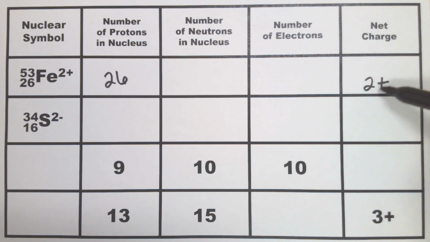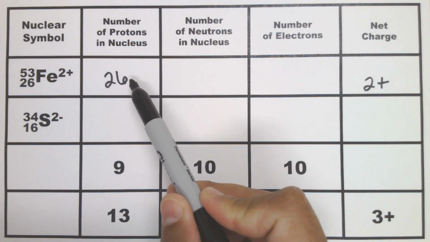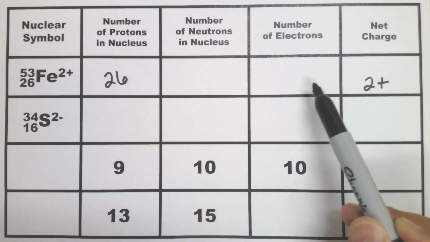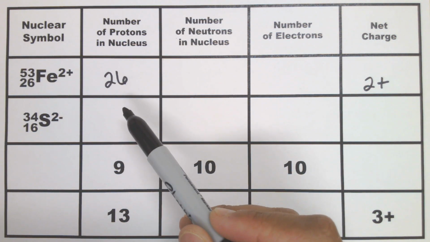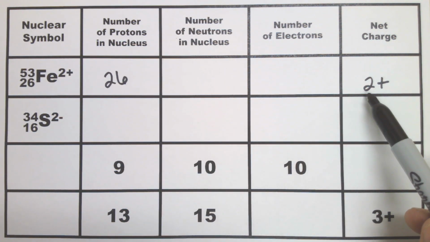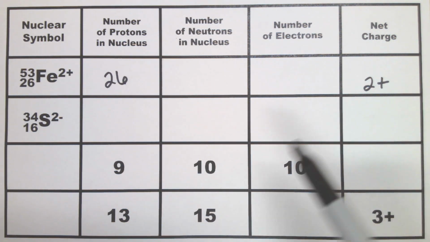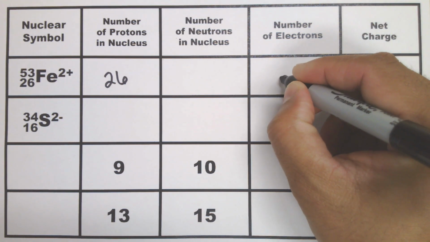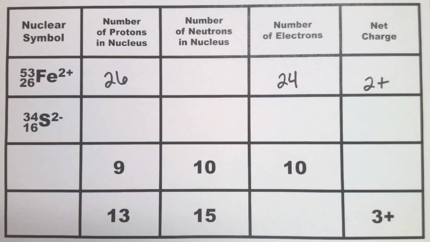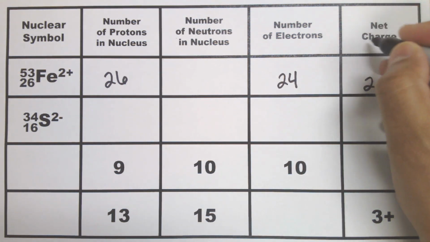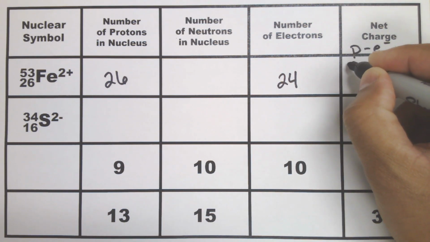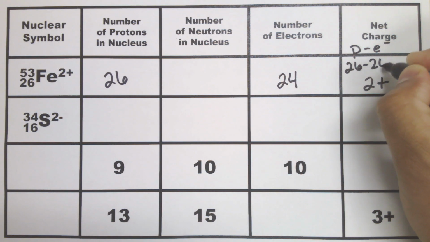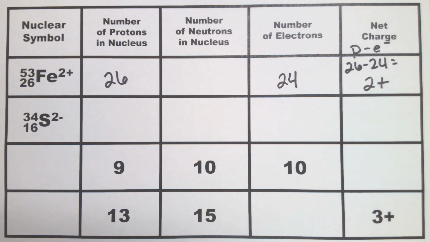Now let's look at the number of electrons. We do know that because there is a net charge, the number of protons and the number of electrons will be uneven. Because the charge is positive, there's more protons than electrons. In fact, there are 2 more protons than electrons. And so right here, we should have 24. We can check our work. Remember, net charge is simply the protons minus electrons. You can see here 26 minus 24 is positive 2.